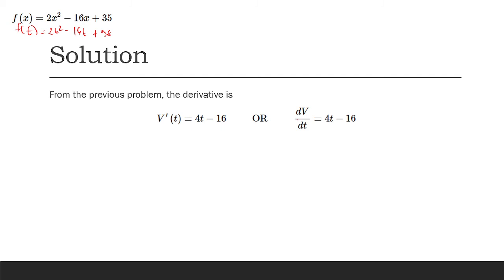Or pwede rin siya natin i-describe as ganito, derivative of v, the volume, with respect to time is equal to 4t minus 16. So usually, mas na-appreciate natin yung ganito kapag ganitong problem because obvious na it's a rate. Diba? Because rates are units per time. And with this notation, mas kilala natin na, yes, this is a rate. Now, in this case, this is your average rate of change.